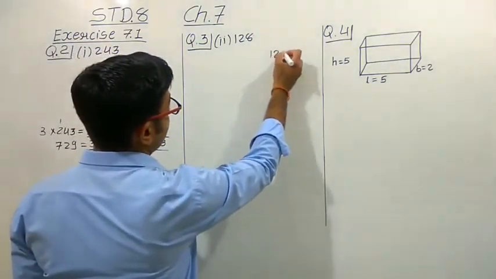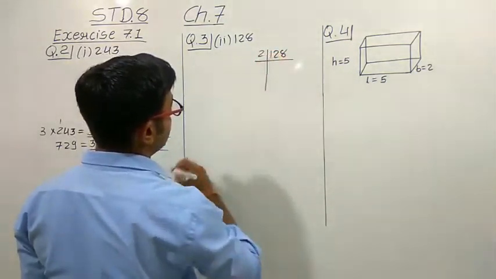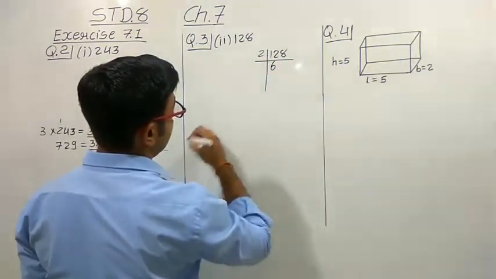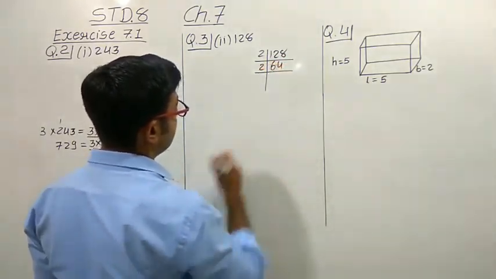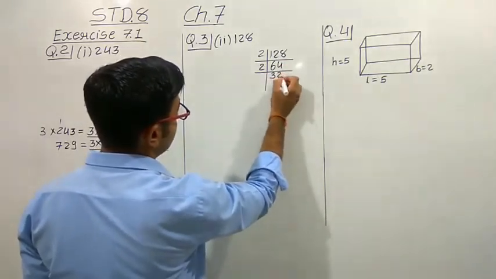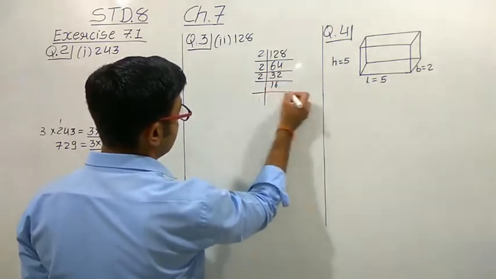So let us divide it by 2. When we divide it by 2, we get 64, since 2 6s are 12 and 2 4s are 8. Again when we divide by 2, we get 32. Again we get 16.